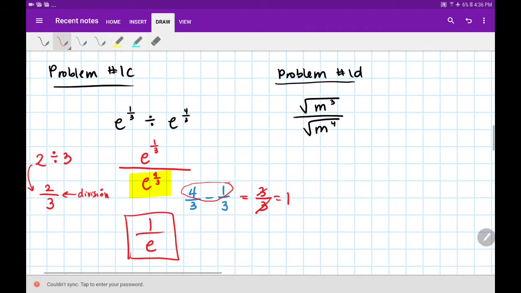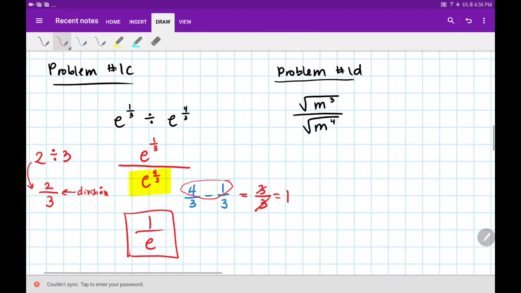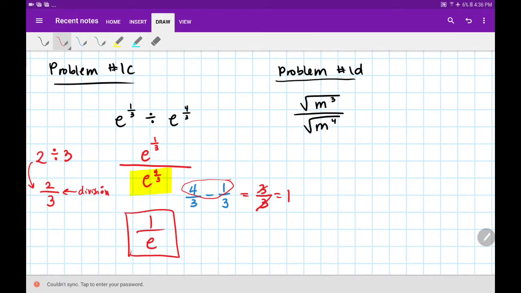Okay, let's do another. Problem number 1D. Again, it's division, but we should probably rewrite this into fraction exponents so we can use our exponent rules. So I am going to rewrite the numerator as m to the power of some fraction exponent. So have a look. The 3 right here remains my numerator. The power stays on top. But the denominator is supposed to come from the root. There is no number there.